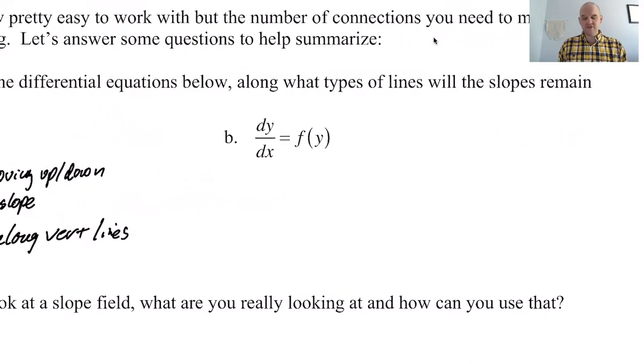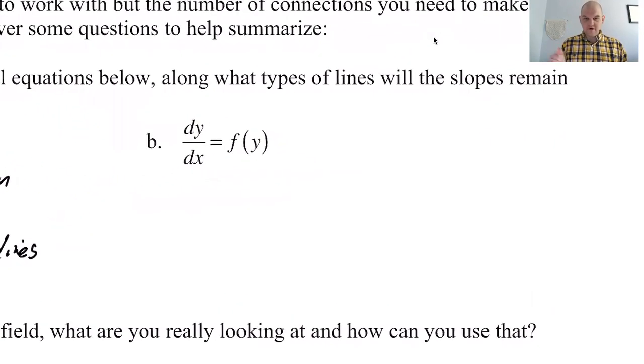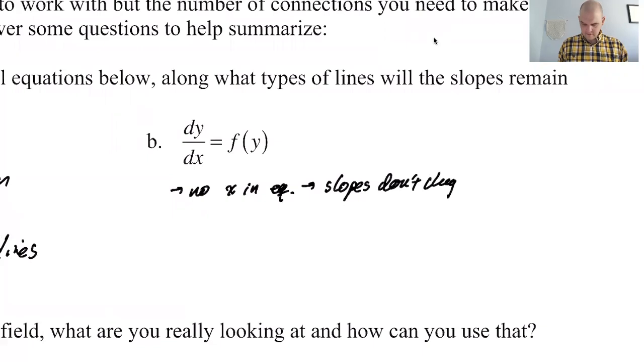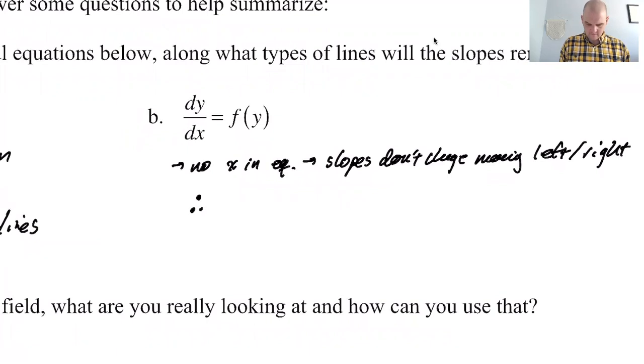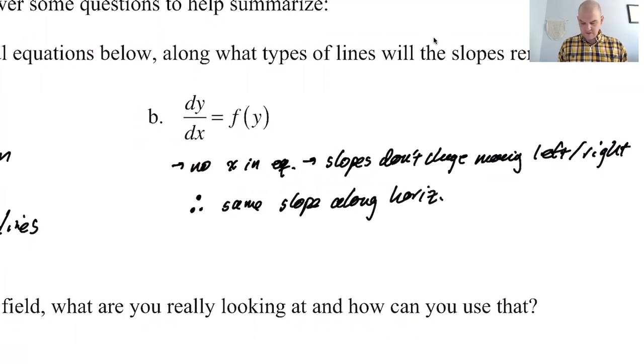I'm going to go through the same process here as if I didn't just do that. All right, so what do I think? I think there is no x in the equation, which means slopes don't change moving left and right. And if they don't change moving left and right, then they're going to be the same along horizontal lines. So same slope along horizontal lines because the x value isn't impacting it.